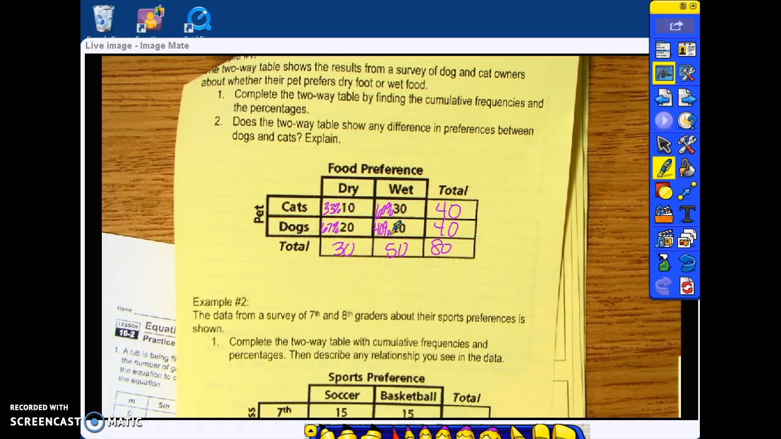Does the two-way table show any difference in preferences between dogs and cats? Explain. Who sees a difference in the preferences? The cats like the wet food. All right, so you say that cats like wet food more than they like dry food. 60% of cats like wet food, 33% like dry food. So yes, the cats prefer wet food. Anybody else? Okay, the dogs will eat either one. We got 20-20 on the dogs, so the dogs are like, I don't care, just give me some food. Anybody else?